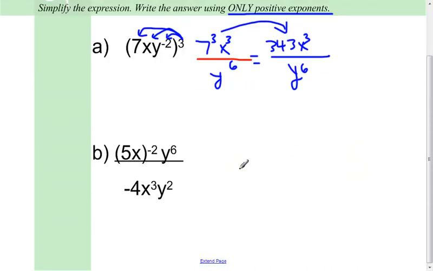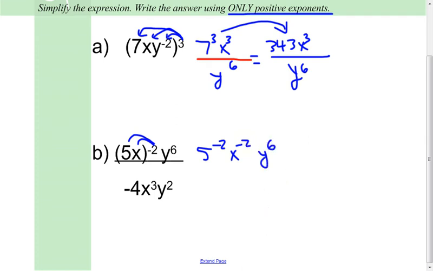Okay, let's check letter B. Ooh, doesn't that look pretty? Alright, one piece at a time. Let's start working on the top first, then we'll work on the bottom, and then we'll simplify from there. So we get 5 to the negative 2nd power, x to the negative 2nd power, y to the 6th.